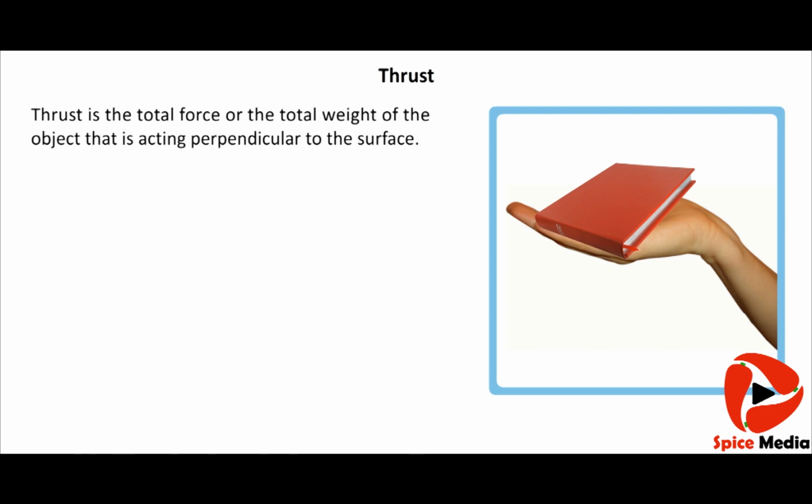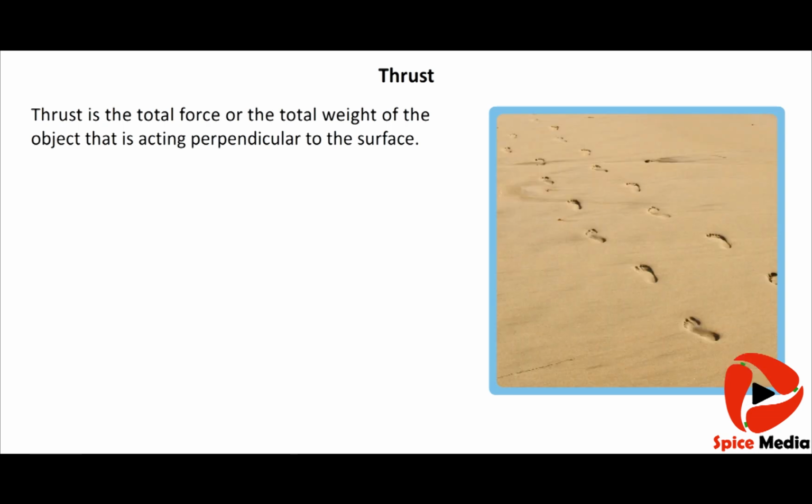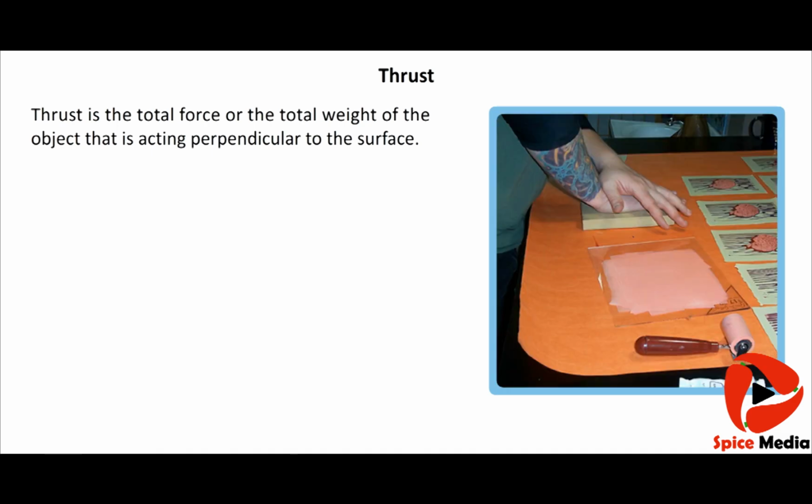At the end of the topic, you will be able to define thrust and pressure, state the unit of measuring pressure, list down a few examples of pressure. All objects possess weight. When an object is placed on a surface, it exerts force which is equal to its weight normal to the surface.